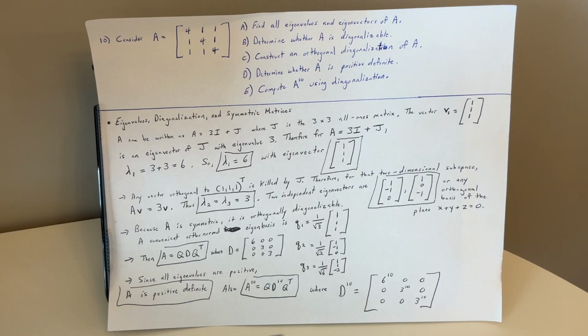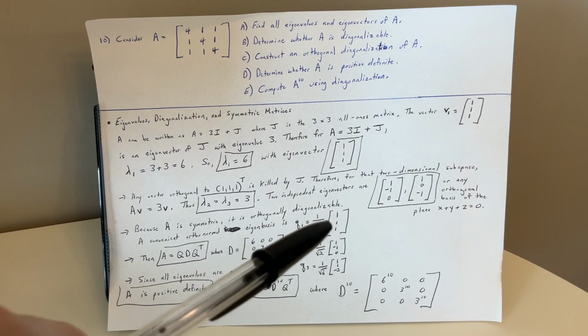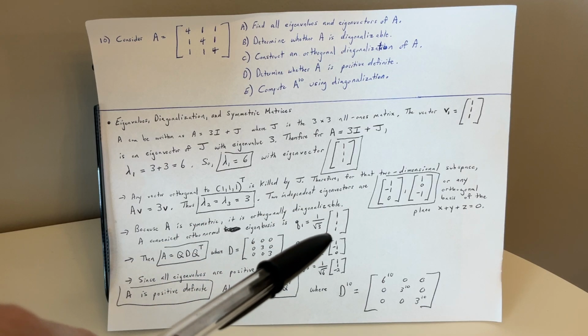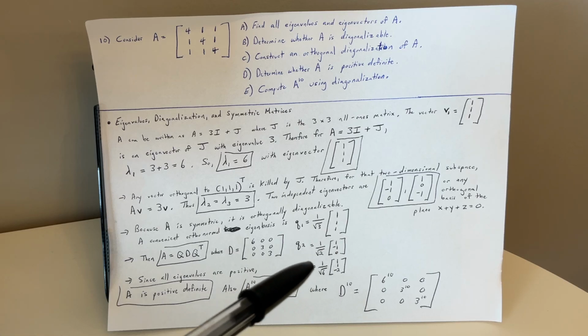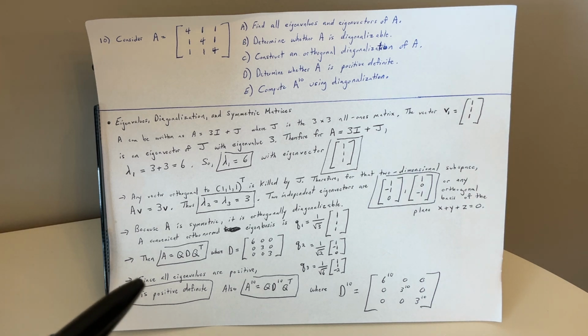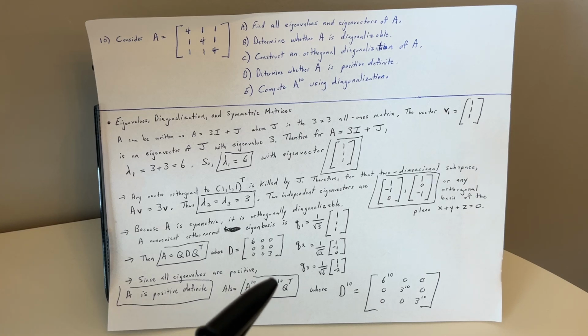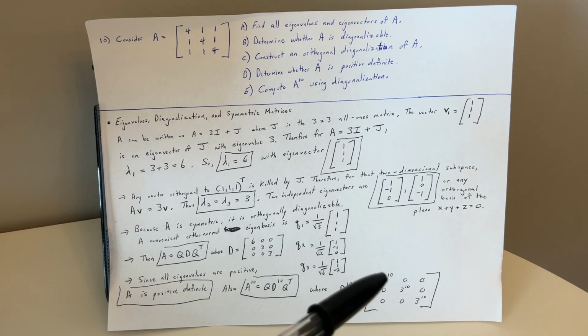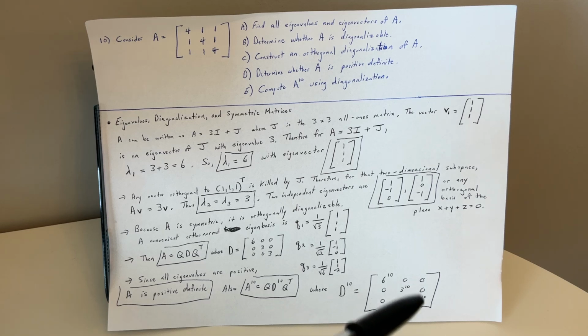I should have mentioned all of this here. This q1 equals this. This q2 is 1 over root 2 times the column (1, -1, 0), and q3 is 1 over root 6 times the column (1, 1, -2). Sorry about that. Since all eigenvalues are positive, A is positive definite. Also, A^10 is Q D^10 Q transpose, where D^10 is the diagonal matrix with 6 to the 10th, 3 to the 10th, 3 to the 10th. Okay, so that's number 10.